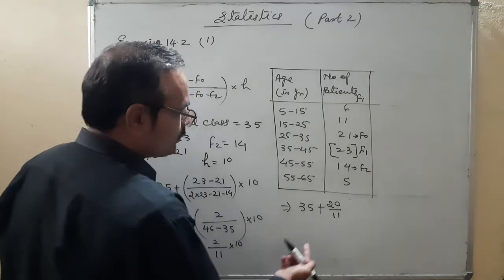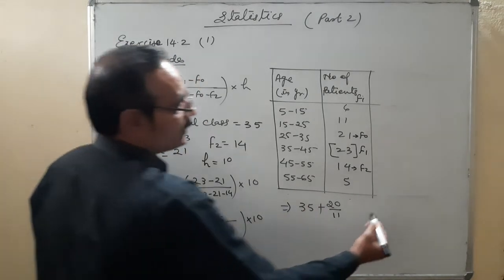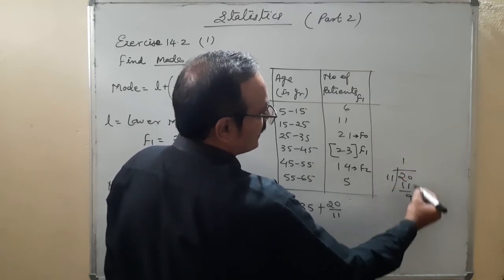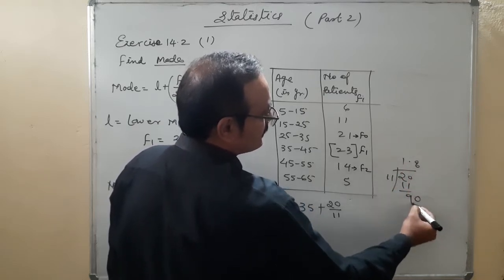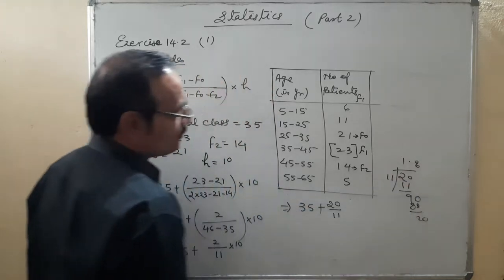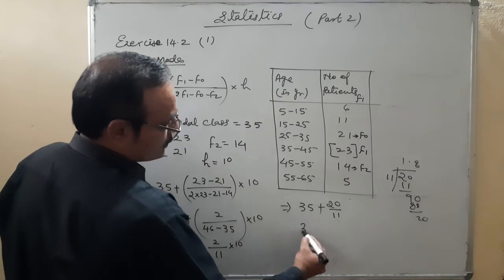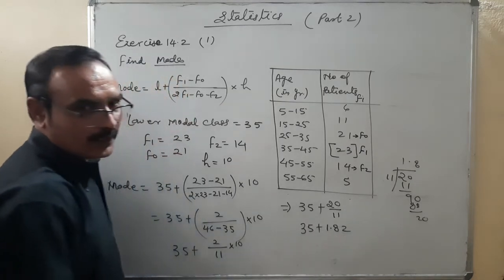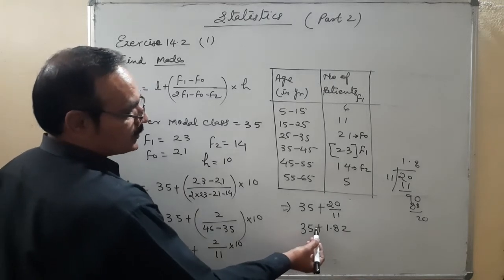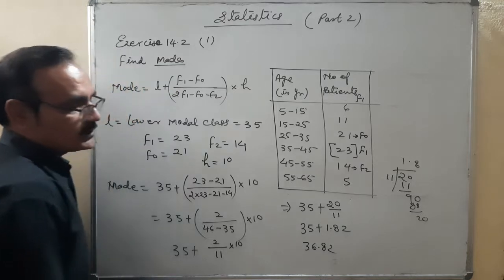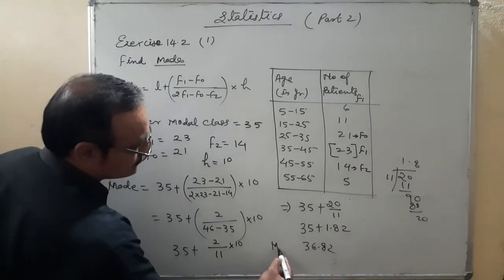Here what should be done? First divide 20 by 11. 11 ones are 11, it is 9, 0. 11 eights are 88, 2, 0. It comes to 1.82. So 35 plus 1.82, when added, is 36.82. What is this? This is the mode.